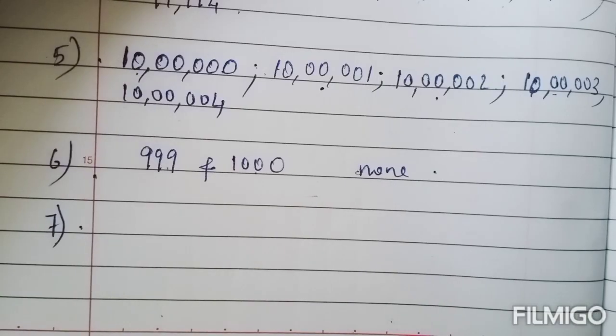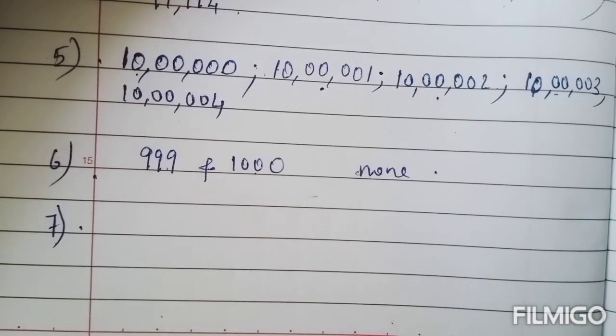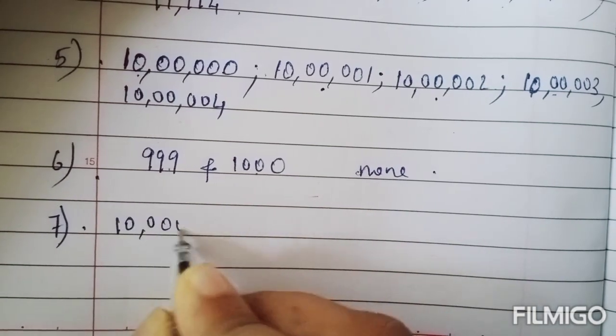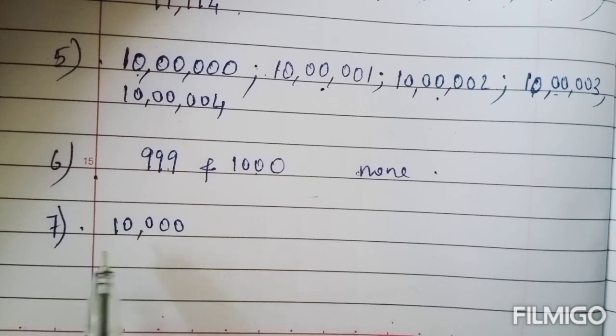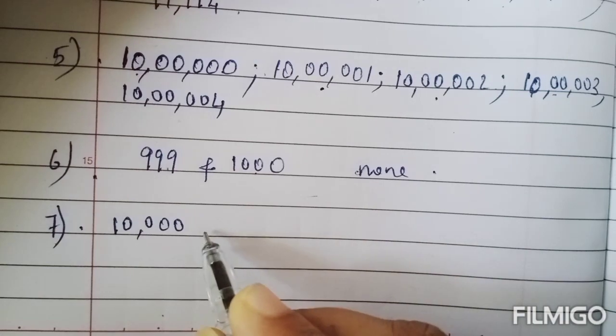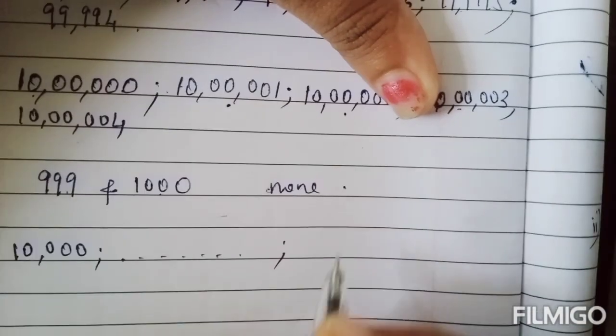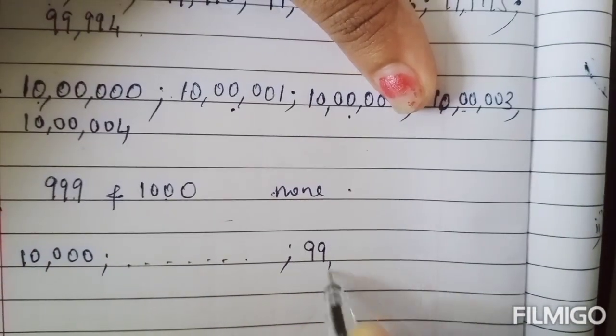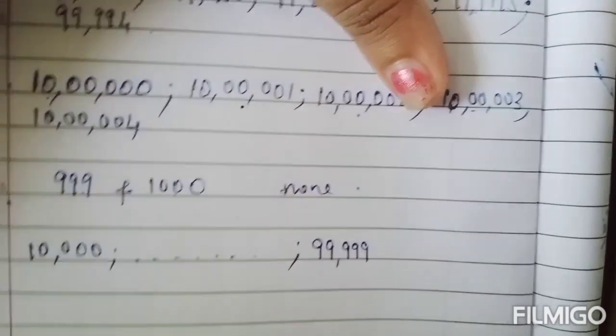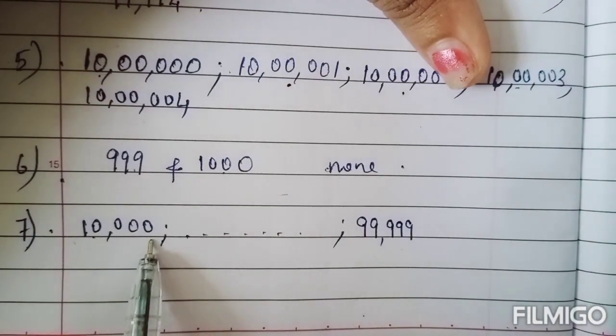Okay. Now, seventh question. How many 5-digit numbers are there in all? A 5-digit number starts with 10,000. This you know. 10,000 is the smallest 5-digit number. Starting from this number, it ends with the greatest 5-digit number, which is 99,999.